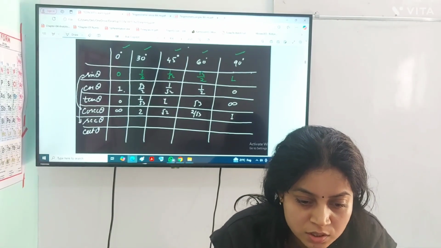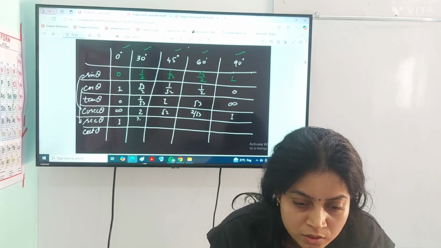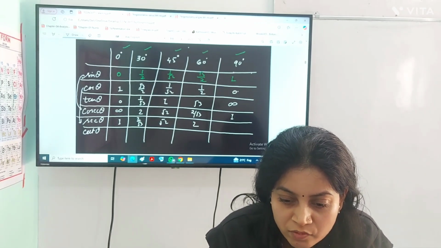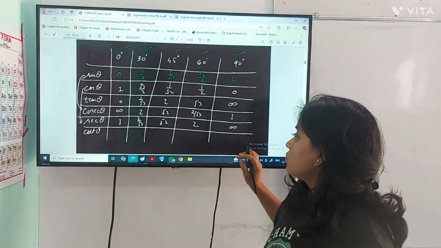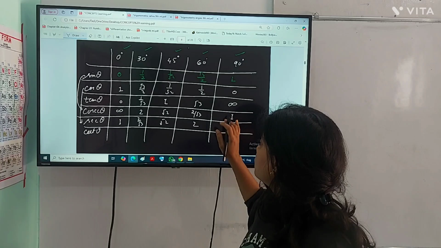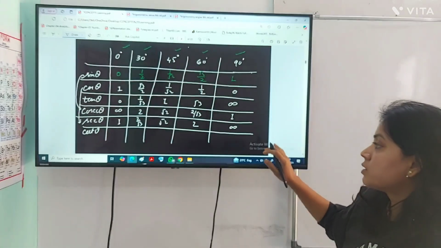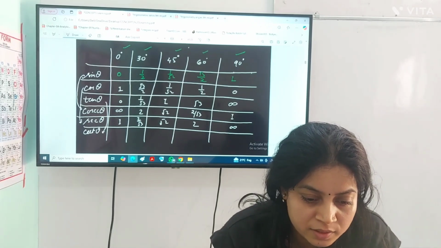So what is the value of sec? Sec is the reciprocal of cos theta. So the reciprocal of 1 is 1, and this will be 2 by root 3, and this will be root 2, and this will be 2, and 1 by 0 is not defined. Similarly, you can see the values 1, 2 by root 3, root 2, 2. And here you can see the same values in the reverse order.